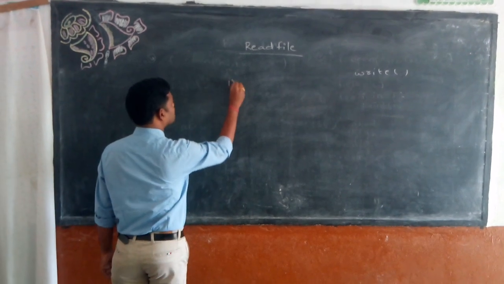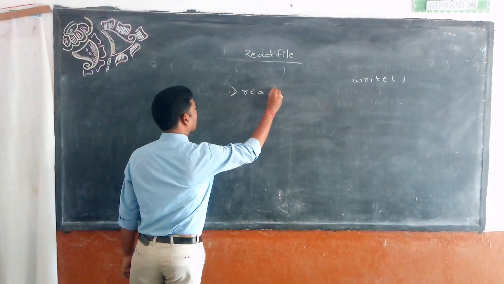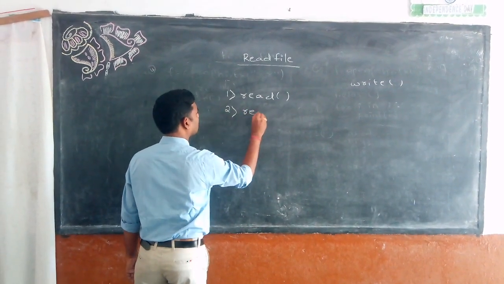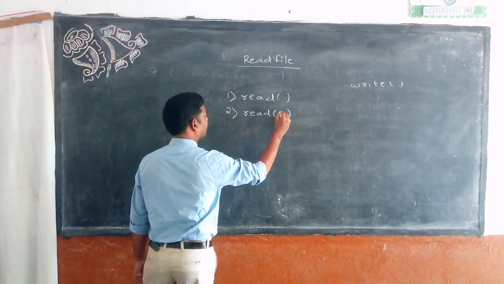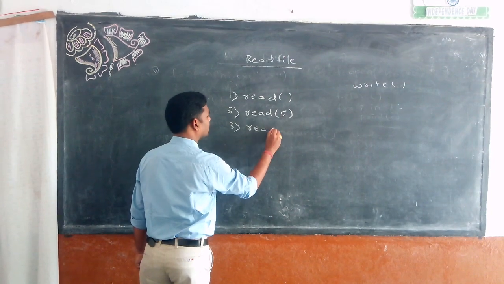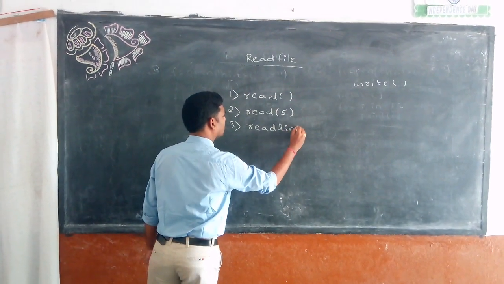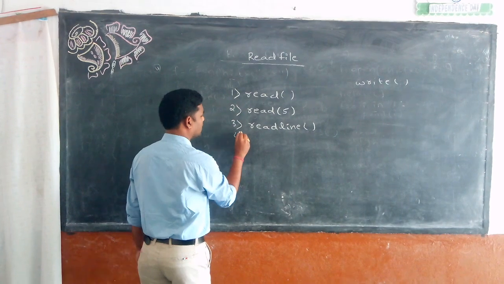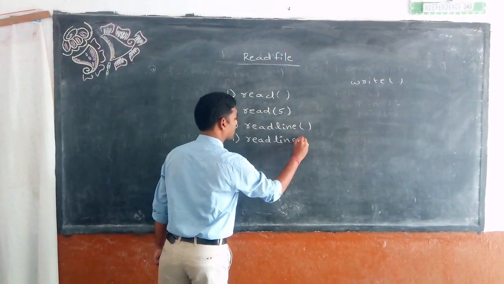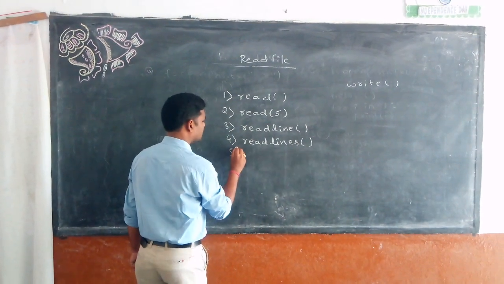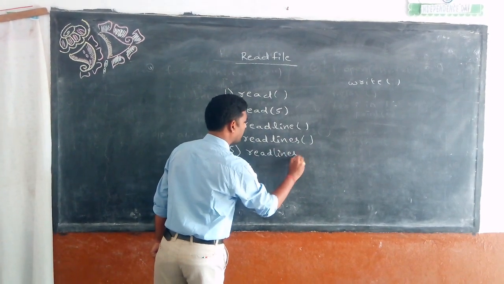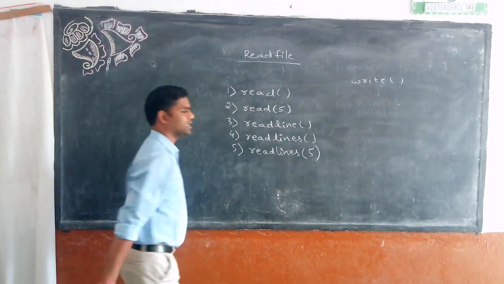The first function is the read function. The next function is read with an integer, read with one parameter, that's the integer. The third function is readline. The fourth function is readlines. The fifth function is readlines with an integer parameter.